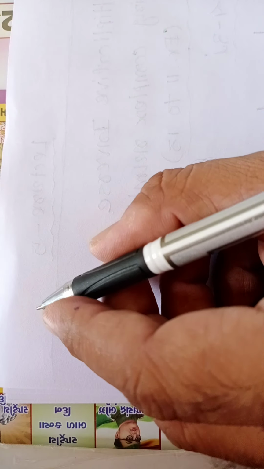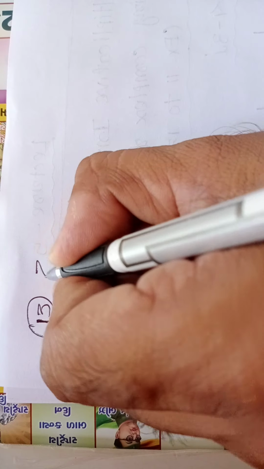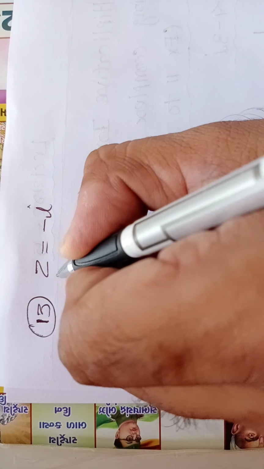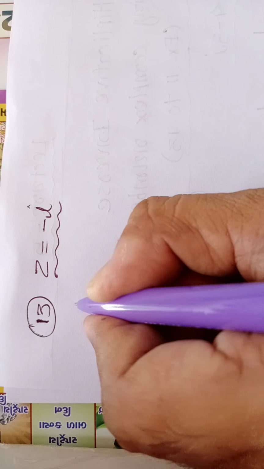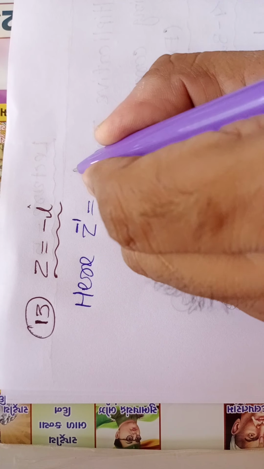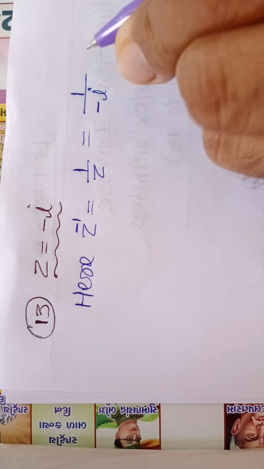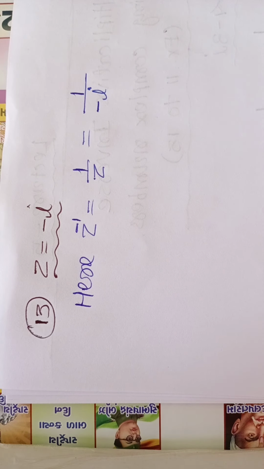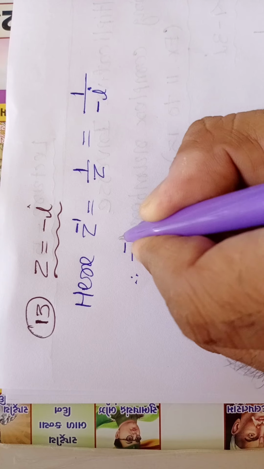So let us solve the next one. The next question is question number 13. The complex number is minus i. Minus i is the complex number. Now what to do here? Again we write that z inverse is 1 by z, which can be written as 1 upon minus i. Now can you say what to do? Again the process is to multiply and divide with its conjugate. So therefore I multiply and divide with its conjugate.